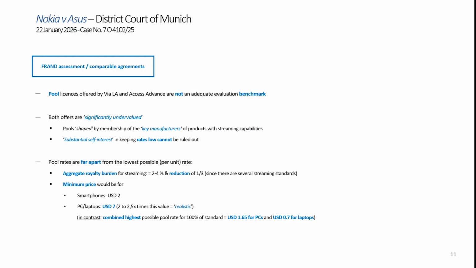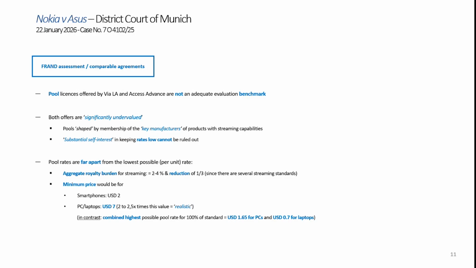And I think it's interesting to take a brief look at how the court thought about this. So the court said, let's take a look at how the rates from these two pools compare to the lowest possible per unit rate that you could have for an individual portfolio for an HEVC device. The lowest possible, again. So it took all assumptions in favor of concluding the lowest possible rate that should be paid for this technology. And it said basically for streaming, for devices that have streaming capabilities, you would have to assume an aggregate royalty burden of 2 to 4% of the purchase price.